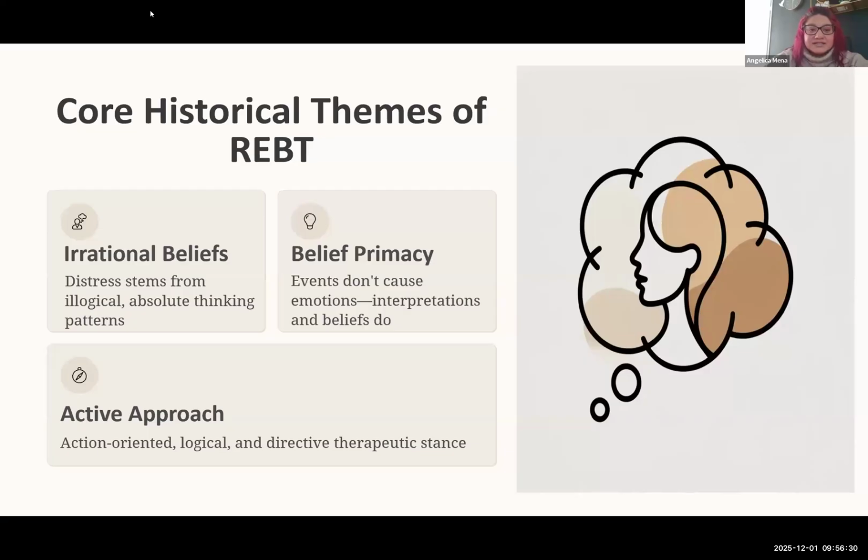Okay, now let's look at some of the themes of REBT. Let's unpack these one by one. The first foundational theme is irrational beliefs. Ellis argued that emotional distress isn't caused by events themselves, but by our response to those events, which often includes illogical, rigid, absolute thinking, which he called irrational beliefs. These include things like musts and shoulds and has tos. These are really black and white thinking, like someone must do this or that, life should be fair, everyone must treat me right.